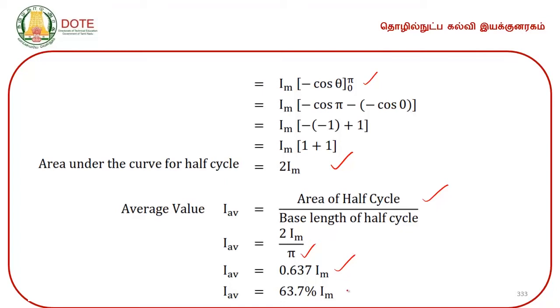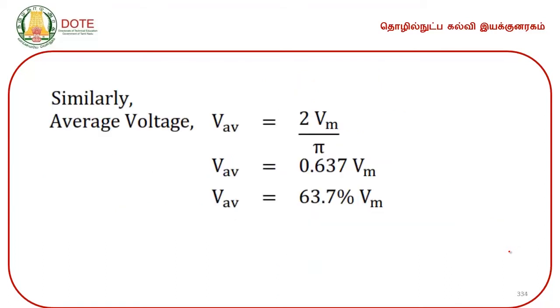It means that when Im is equal to 100, I average would be 63.7. So, that is the meaning. It is 63.7 percent of the peak value that will be your average current. Similarly, average voltage is equal to 63.7 percent of the peak value.